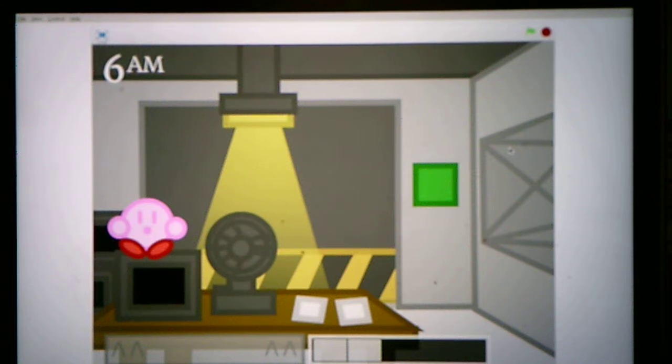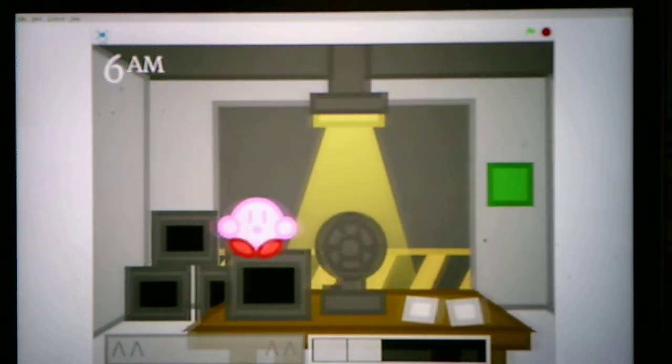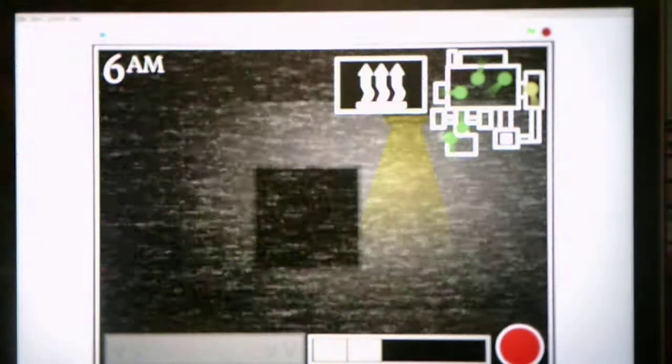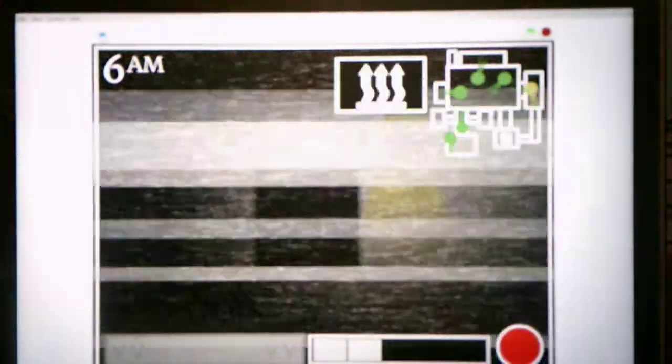God, that sound is so annoying. That's the exact sound it makes in Five Nights at Sonic's 2 and Five Nights at Freddy's 2. It makes that sound whenever someone shows up. Same with Five Nights at Mario's 2. I gotta check those two cameras.